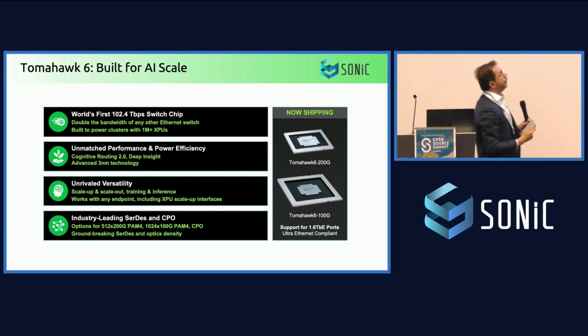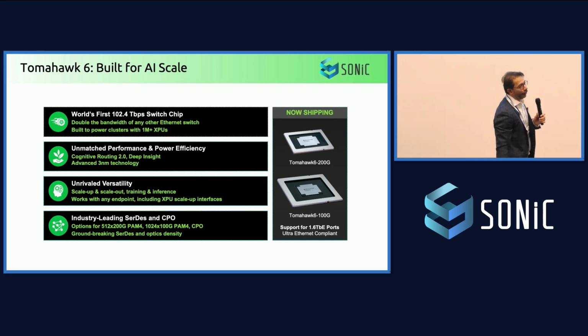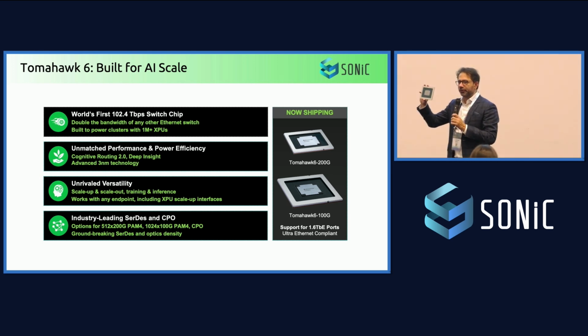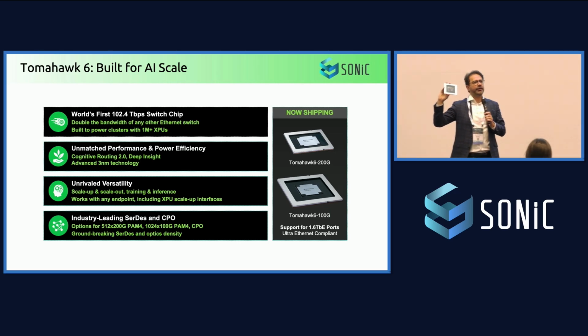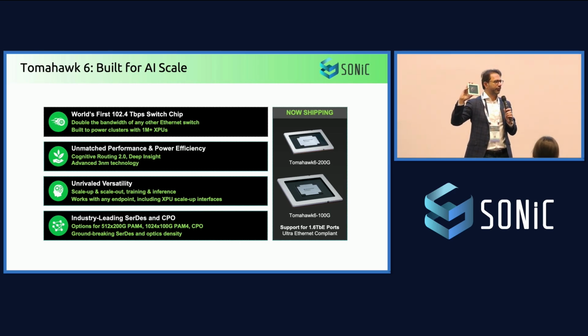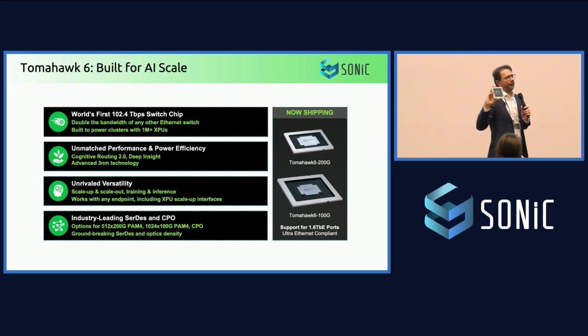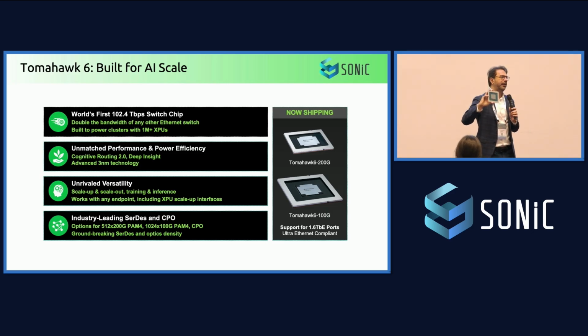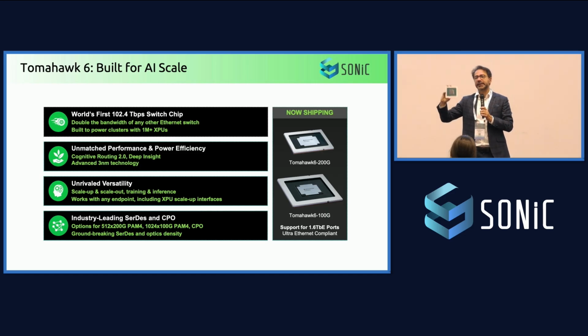For Endpoint Schedule Fabric, the latest kid on the block that we have is this Tomahawk 6 fabric. With Tomahawk 6, this is a 102.4 terabit silicon. This is the massive silicon. This is the biggest bandwidth, highest bandwidth silicon in the world as we stand. Everyone else is at half the bandwidth. This is double the bandwidth of any Ethernet silicon in the world as we stand today.